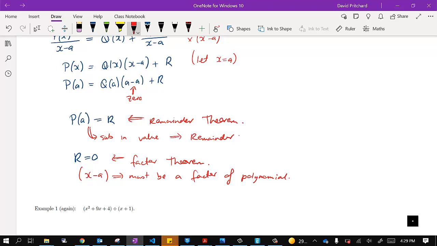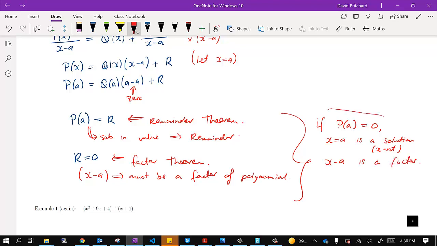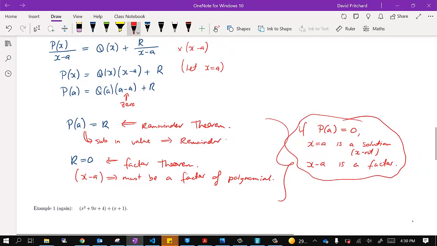Now, we can use this pretty well. So we can say that if p of a is equal to 0, then x equals a is a solution or an x-intercept. And if x equals a is an x-intercept, then x take a is a factor. And that's what we're going to use from now on. So we can determine remainders, but we can also, at the same time, try to determine factors if we can find a scenario where we can sub in a value and get 0 as the outcome.